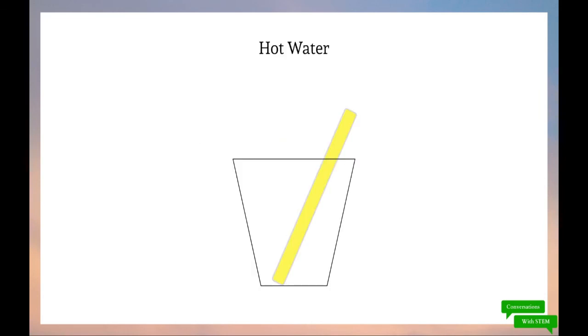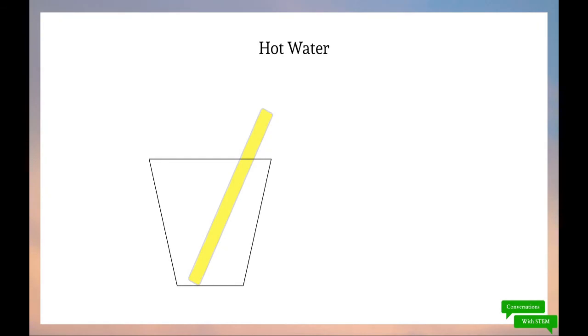When the glow stick is placed in the hot water, the heat energy from the water is transferred to the molecules inside the glow stick. The added energy makes the molecules speed up, which causes them to bump into each other more frequently, speeding up the chemical reaction and increasing the amount of light energy being given off.